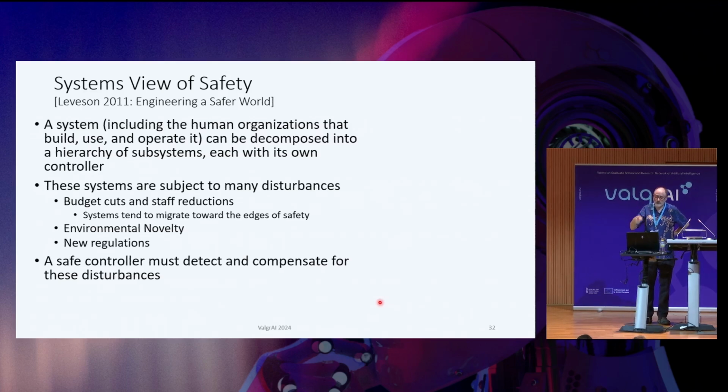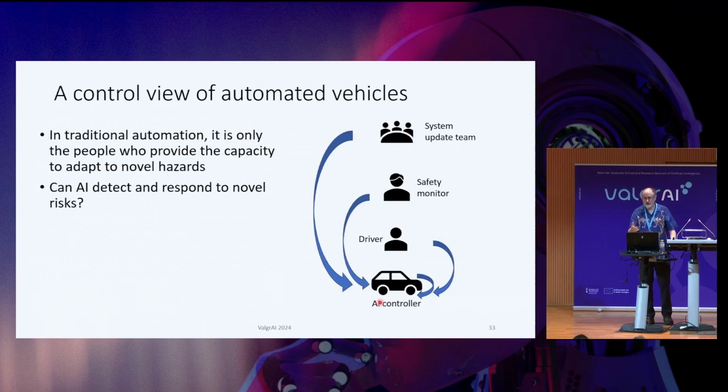A safe controller must detect and compensate for these disturbances, and she views this as going all the way up to the prime minister or the president, through the regulatory organizations, the commercial organizations, finally the users. So she draws a picture something like this. We have the vehicle itself with its AI controller.